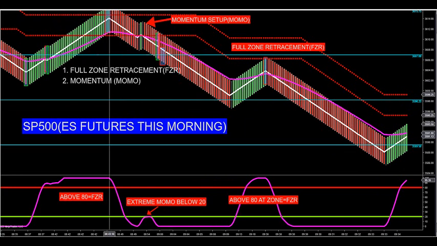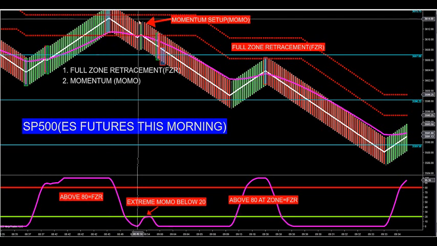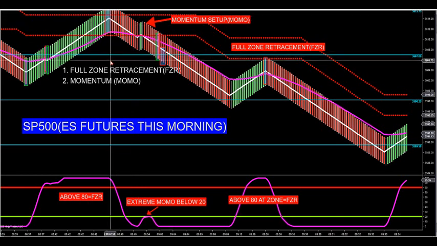All right, so let's first go over the full zone retracement. This is a recap of the last three videos. And then I'll go into momentum, and then we'll get into a little bit of the auto, what you guys are going to get on the update here coming.